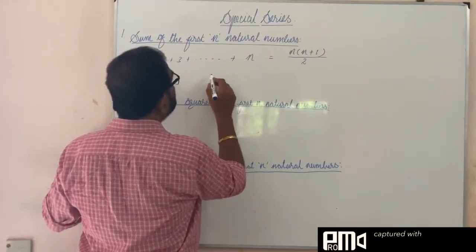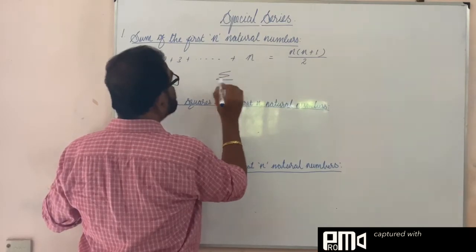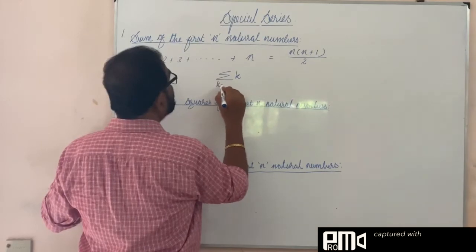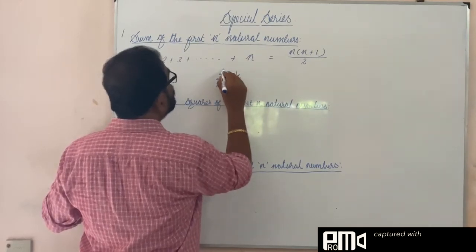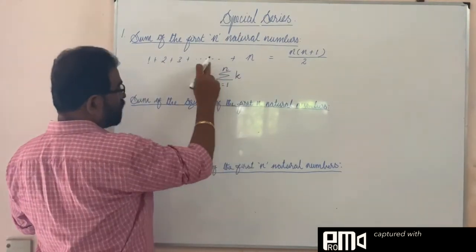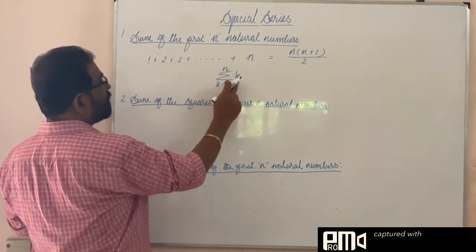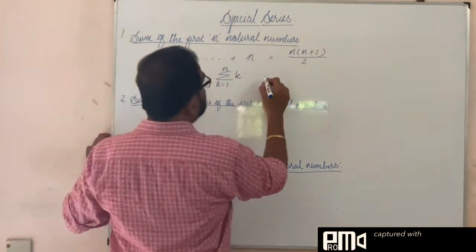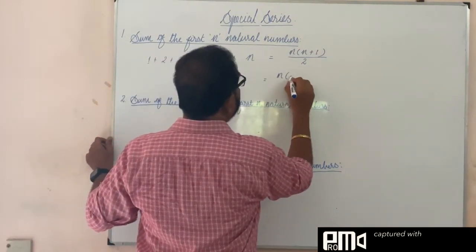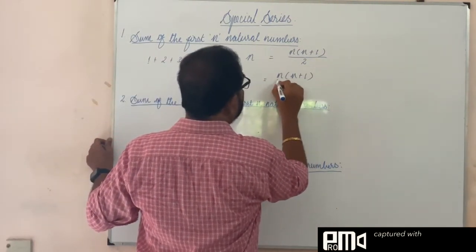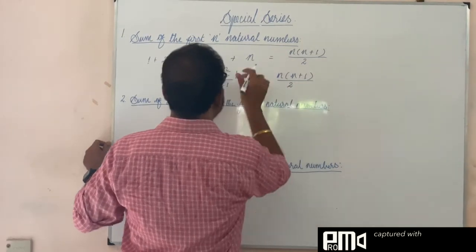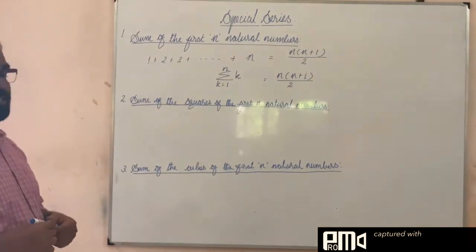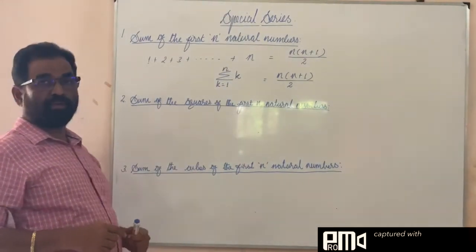Summation, we generally use the symbol sigma, sigma k. And what is this k? This k ranges from 1 to n. So we put k equal to 1, then k equal to 2, k equal to 3, like that up to n. We take the summation. So this is equal to n into n plus 1 divided by 2. This is the symbolical form: sigma k, where k is 1 to n, equals n into n plus 1 divided by 2.